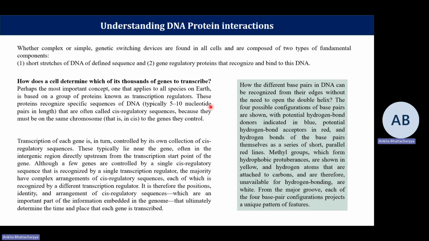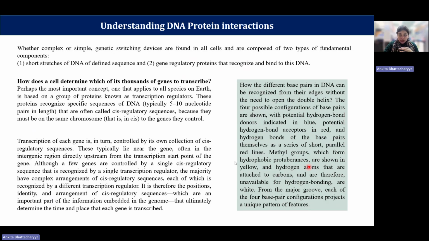So what do we mean by in cis? Basically, we mean that on the same chromosome, upstream or downstream of your gene sequence, many times you will have these regulatory elements present, and they're usually part of the same chromosome, or they usually reside with the gene that they are controlling.